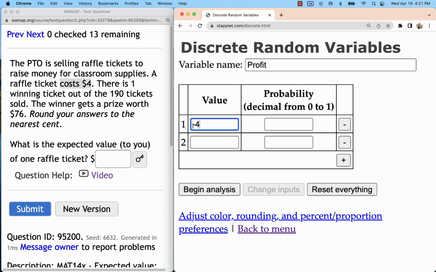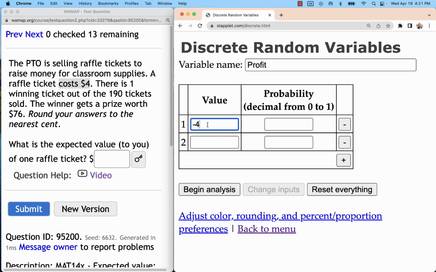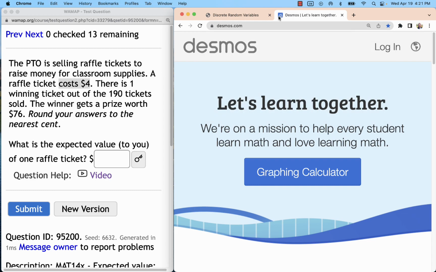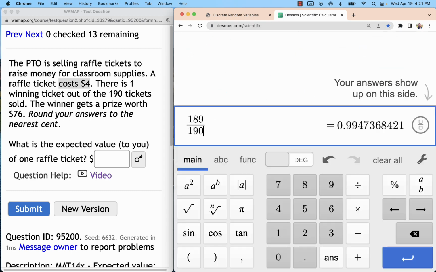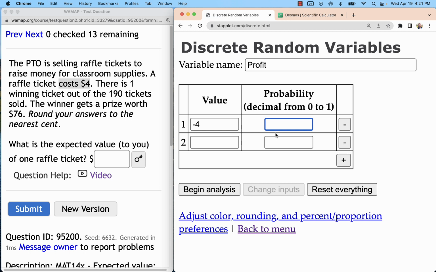And usually you're going to have a whole bunch of people, the vast majority of people, who are just losing what they paid, and that is a loss. And then we are seeing that there's 190 tickets sold and only one winner. So that's 189 out of 190. We can't really put fractions in here. So I'm going to do that calculation using a Desmos scientific calculator. And keeping four digits of accuracy, we got 0.9947 for that.